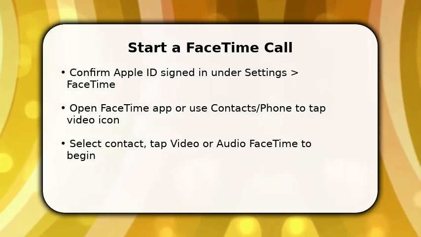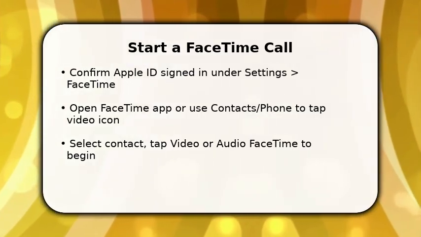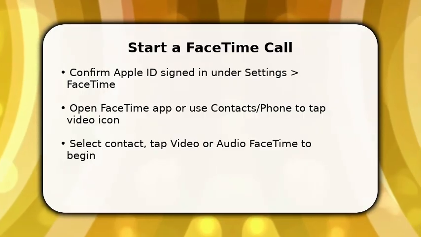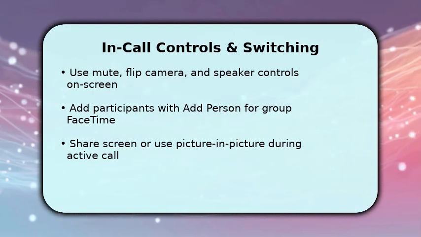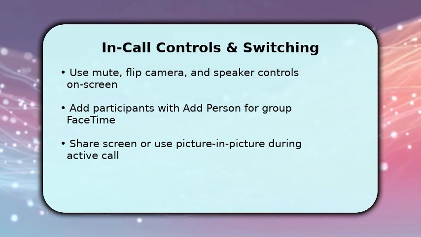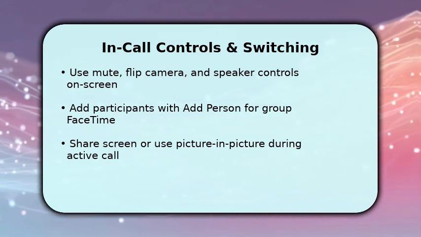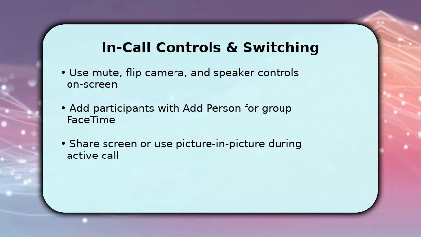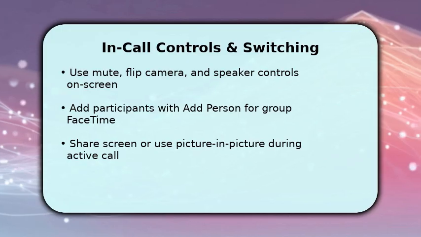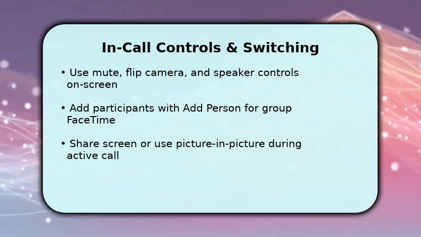Once done, FaceTime will ring the recipient and show a preview of your front camera so you can adjust framing before they answer. Once connected, use the on-screen controls. Tap the mic to mute, tap the camera icon to flip between front and rear, and tap the speaker to switch audio. To add people, tap Add Person and invite contacts. FaceTime handles group layout automatically.